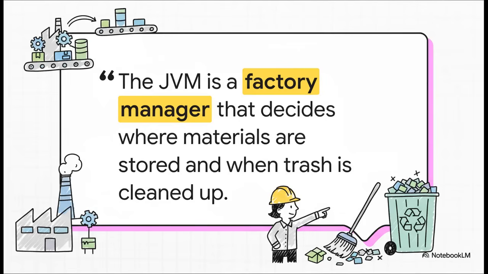And this right here, this is the key. This is the mental model you want to hold on to. The JVM is the factory manager. It's the boss, constantly making calls about where to store all the materials, who gets to use what, and this is crucial when it's time to take out the trash.